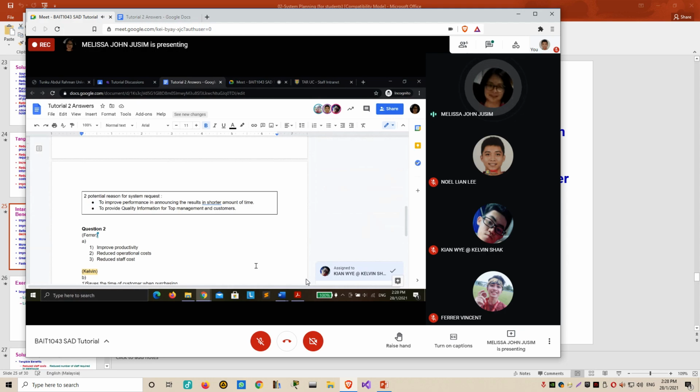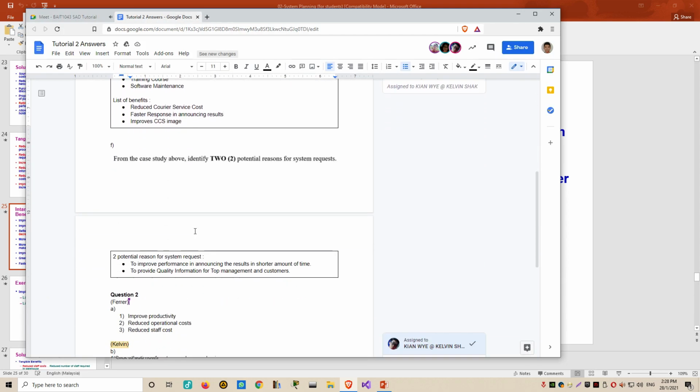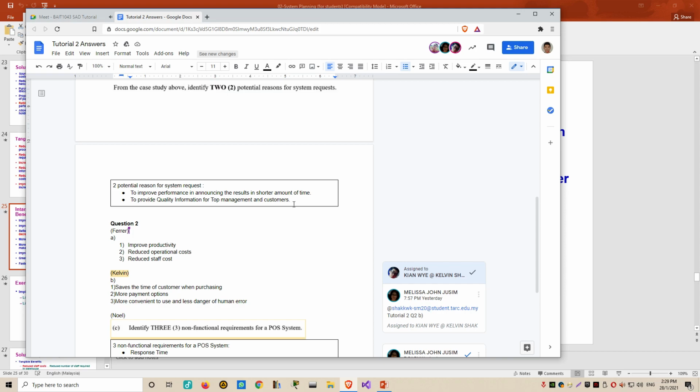Online marking banyak mistake gitu. Okay. In this case study, instead of quality information, let's go for better service, improve service, because the students now can get their results faster.